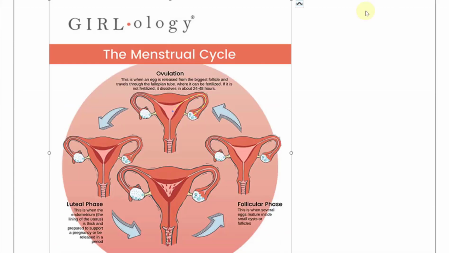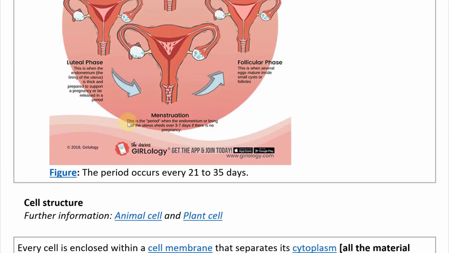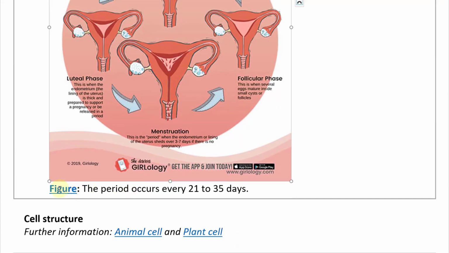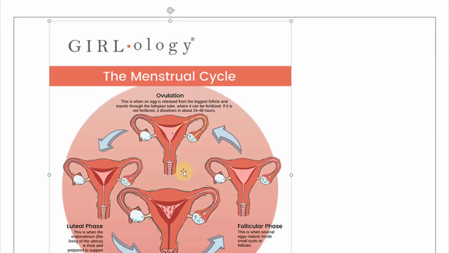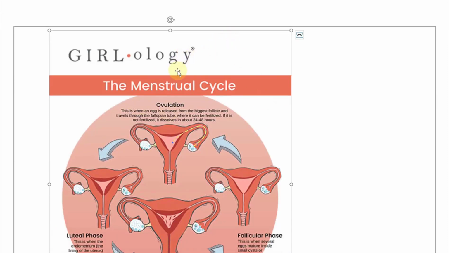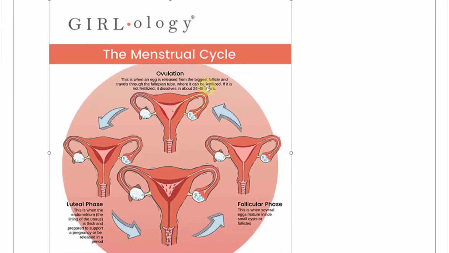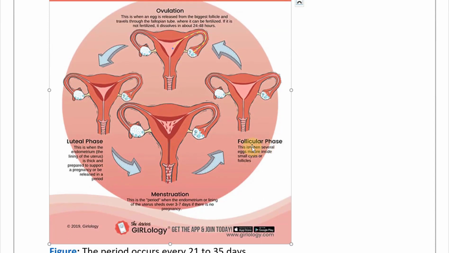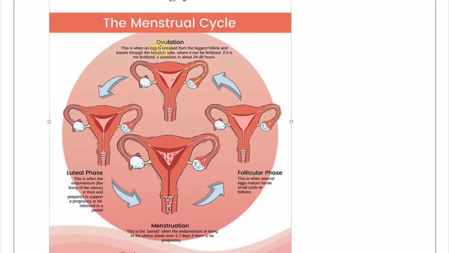And going further, this next figure I got from the website tampax.com. The period occurs every 21 to 35 days, and it's part of the girlology section. So the menstrual cycle, let's start from here. The follicular phase is when several eggs mature inside small cysts or follicles, and this is inside the ovaries right here. And then the next one is ovulation.